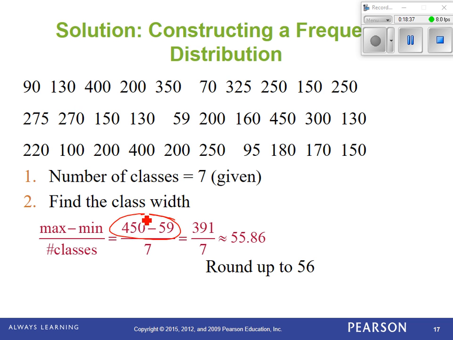450, 59. We subtract them. Divide by 7. We end up with this, 55.86, and we always round that up to the next number, 56. That's our class width. That's how wide each of our classes should be.